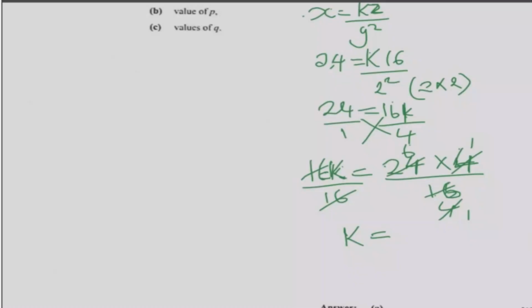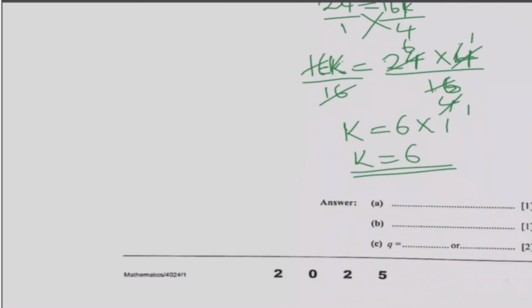Okay, so we say 4 into 6, it will go 6. Then we have times 1, where there was 4. So when we say k is equal to 6 times 1, that gives us 6, and this is the constant, or the value of k. So what I can do now is record that here. You can say k is equal to 6. Okay, that is the constant.